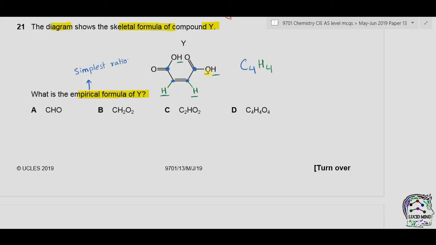Again we can see that we have 4 oxygen atoms that are present, so it is O4. So the empirical formula will be CHO. Correct answer is therefore A.